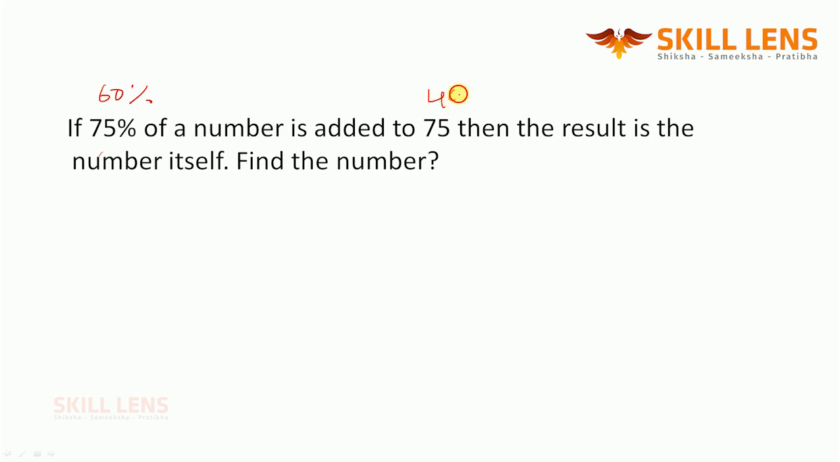Whatever may be the number, he may give you 60% of a number is added to 40. The result is the number itself, find the number. 60% is gone. Left with what? 40% only. 40% is 40. Then 100% is what? 100. Then your answer will become 100 only. So this is how you have to answer your questions.